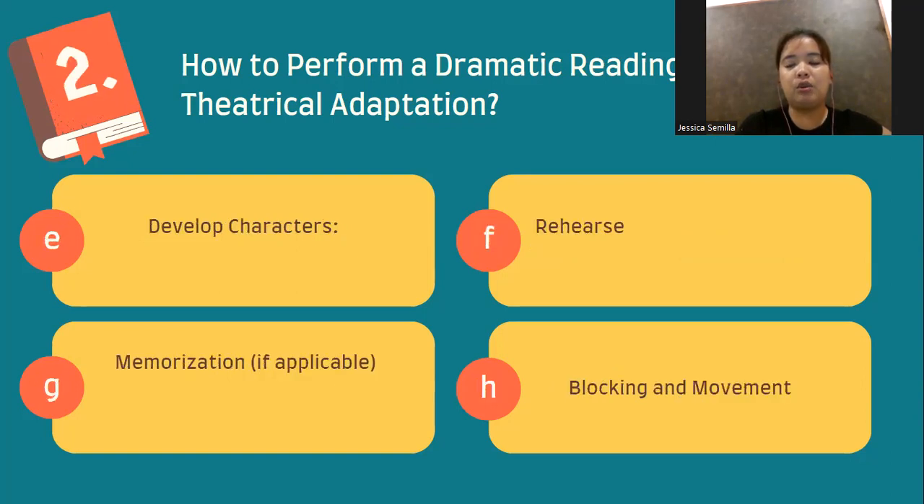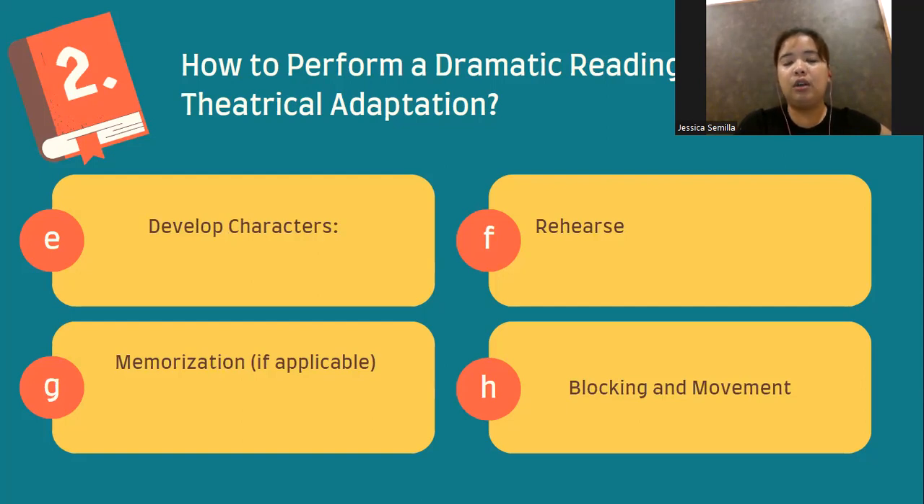So let's proceed. After identifying the casting, this time you look into the developed characters in the Beowulf. For the developed characters, you're about to look into the distinction of each character. After that, you rehearse and practice the different lines for the different characters.